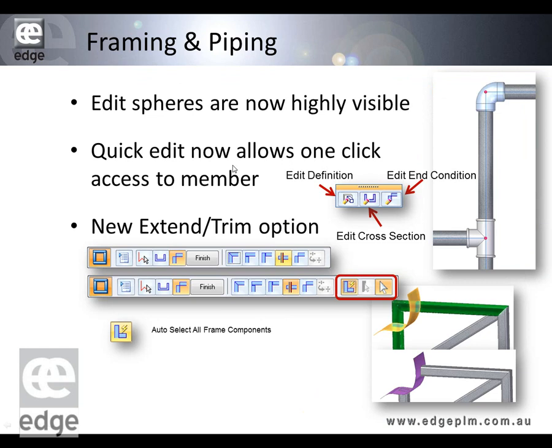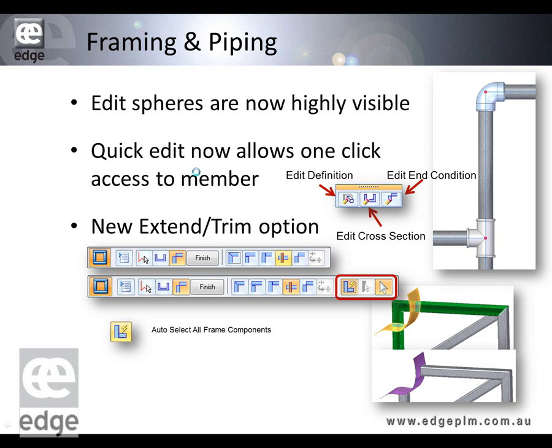So framing and piping, let's have a look at what's happening here. When we're doing edits on XpresRout runs, either in framing, if you don't have XpresRout, the center lines, editing those is very straightforward, but it's been difficult in the past for people to see exactly what they're editing. The edit spheres that are highlighted are quite small and have been, in some cases, difficult to pick up. So you'll find that's vastly improved.